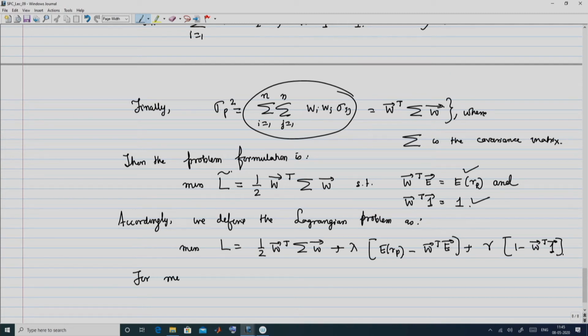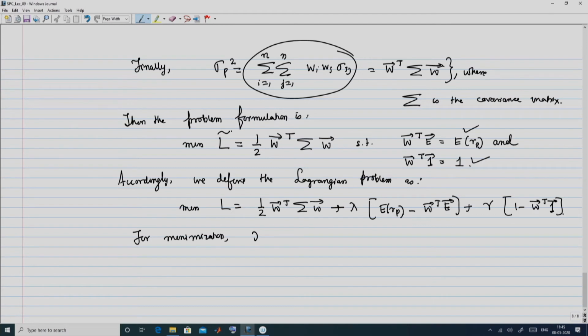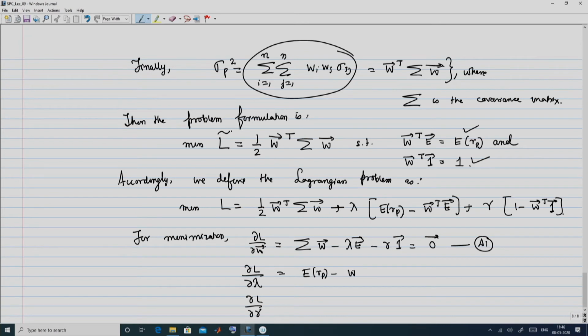So, for minimization, as before, we will take the derivative with respect to the vector W, and with respect to lambda and gamma. This gives sigma W minus lambda E minus gamma 1 equal to the vector 0. Let me call this equation A1. Then E R P minus W transpose E equal to 0, let me call this B1, and 1 minus W transpose 1 equal to 0, let me call this C1.